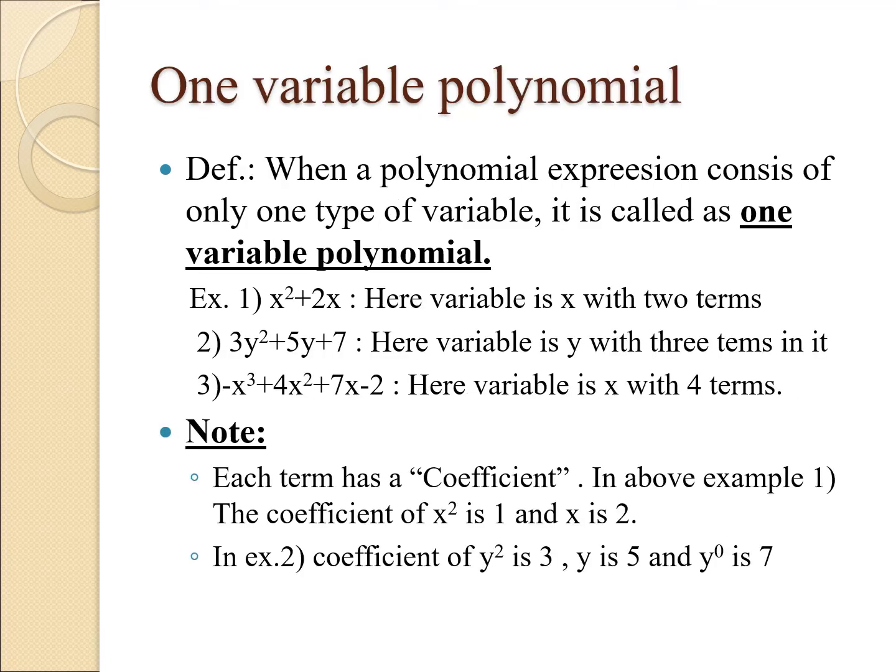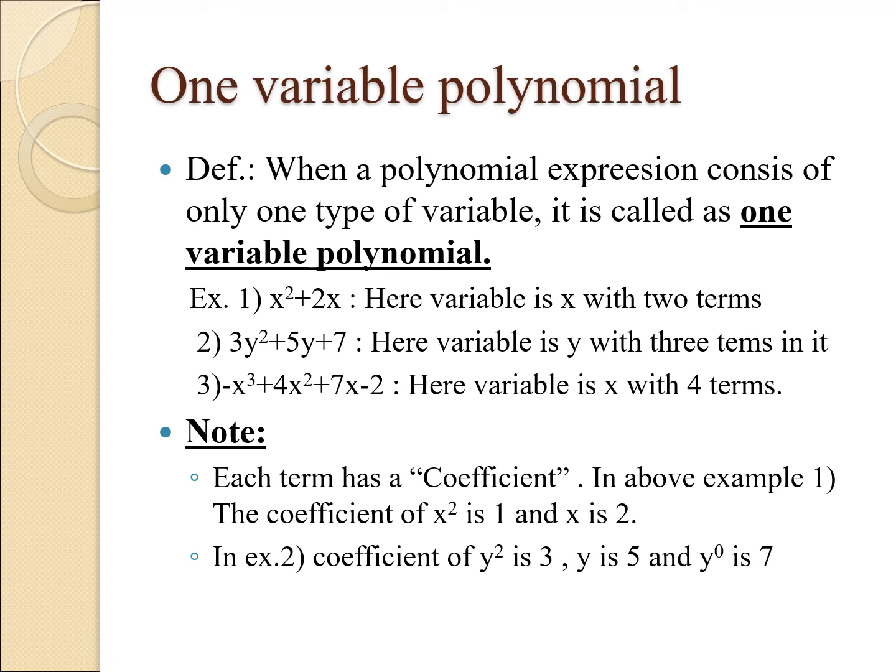So this is a one variable polynomial. As I mentioned, when an expression consists of only one type of variable, it is called a one variable polynomial. Examples are given here. First example is x square plus 2x. Here there are two terms in this polynomial. This is called the first term. This is the second term. In both the terms, what is the variable? X. So this is included in one variable polynomials.